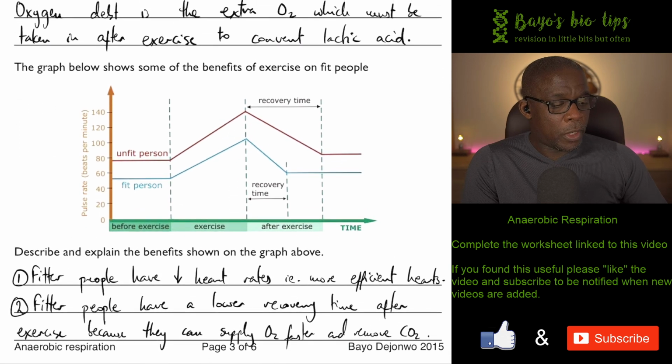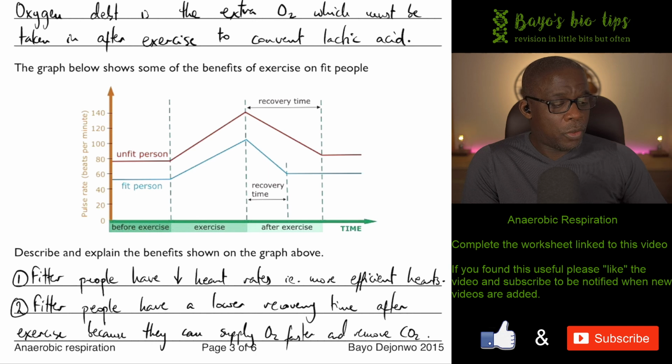So let's have a look at the last question. Describe and explain the benefits shown on the graph above. So fitter people have lower heart rates, so more efficient hearts, which means that they can actually supply oxygen and glucose faster than unfit people can, and they can get rid of carbon dioxide and water vapor faster.